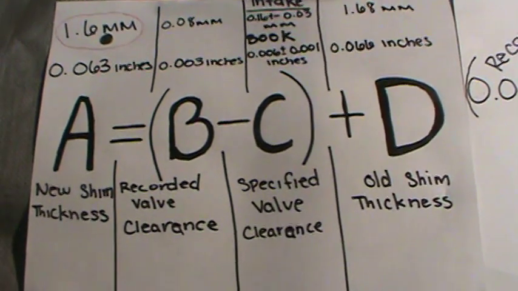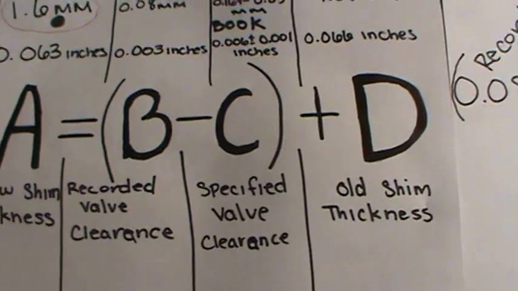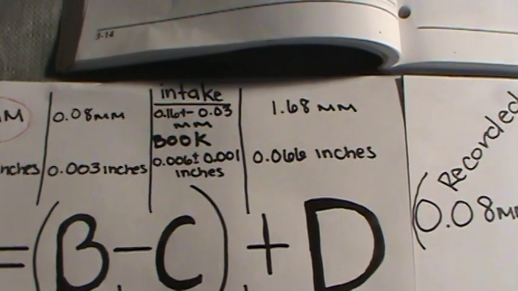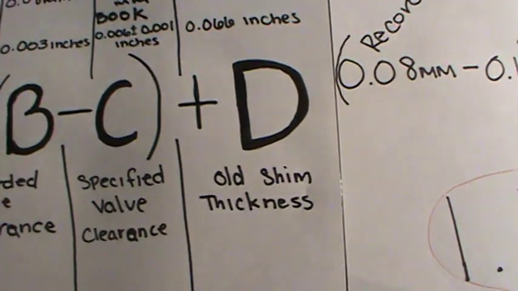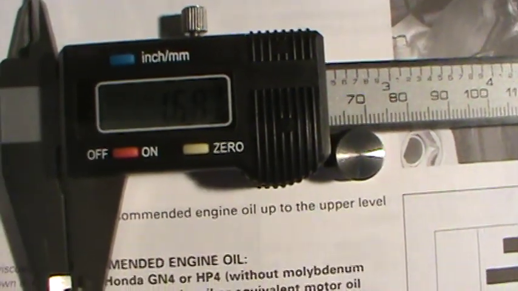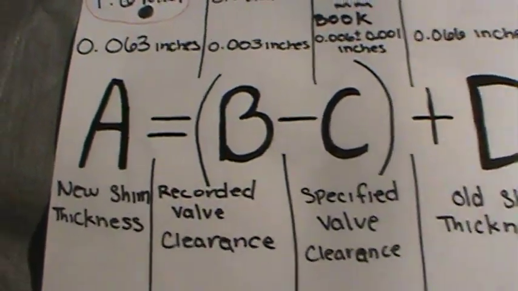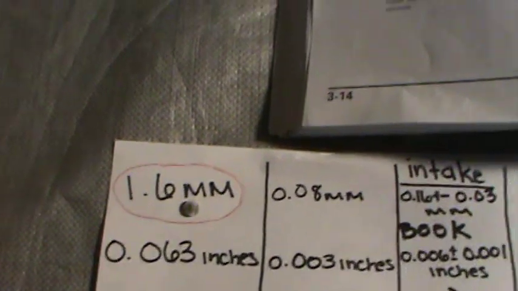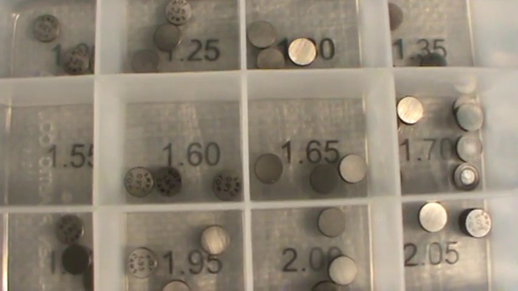And you look at right here what I have. My clearance was 0.08 millimeters for the recorded valve clearance. The specified valve clearance given to you in the book is 0.16 plus or minus 0.03. The old shim thickness was 1.68, given here using a vernier caliper. And you do the calculation, and I come up with 1.6 millimeters. So I choose in the shim kit that I bought 1.6. And I take out the old shim, replace it with the new shim.